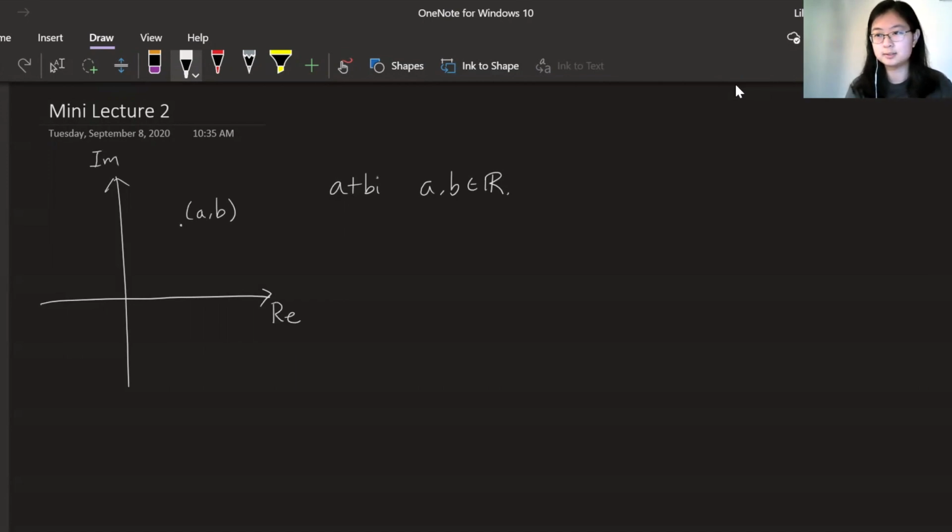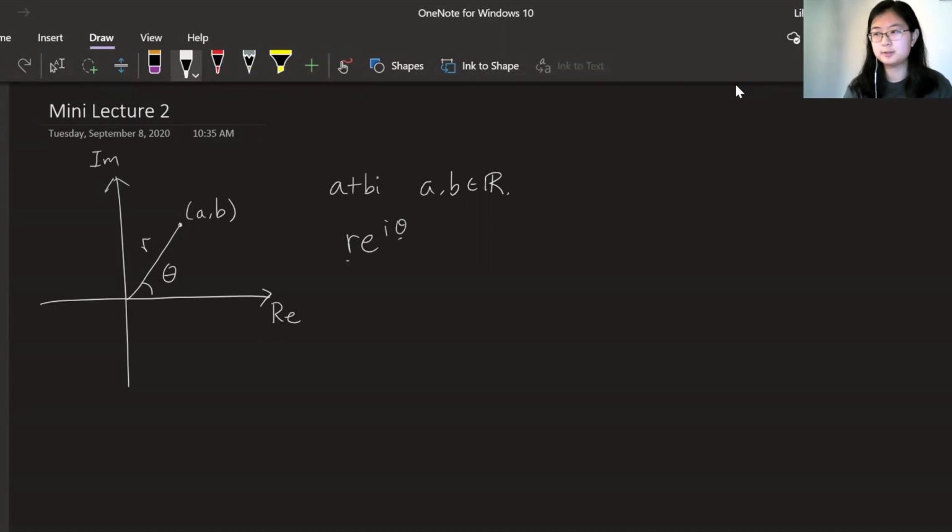Equivalently, we can write this in polar form, r e to the i theta. So r describes the magnitude, or the distance to the origin. So this is r. And theta describes the angle that this connecting line makes with the positive real axis. This is theta. So again, given the information r and theta, we can specify a point on the complex plane, and we can specify a complex number this way. These are equivalent ways of representing complex numbers.